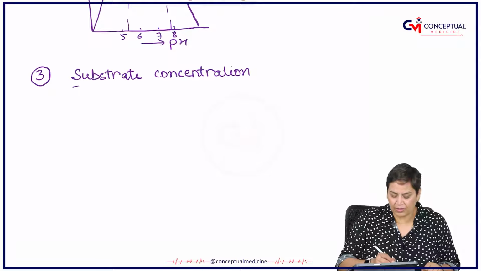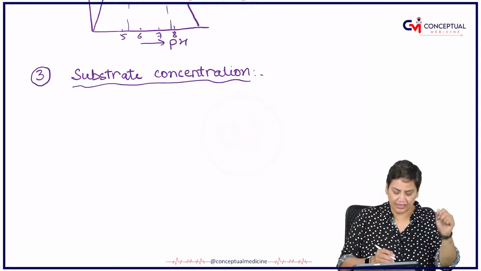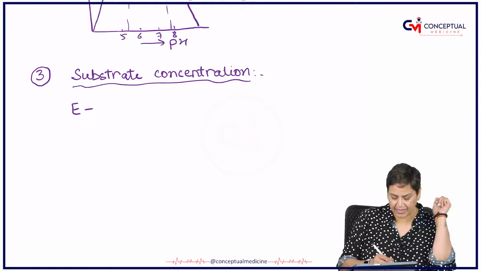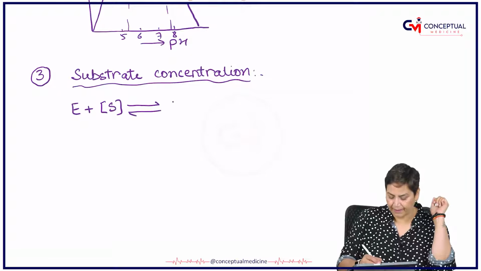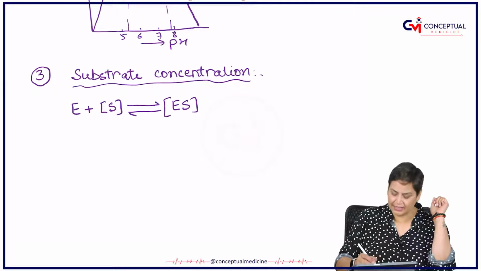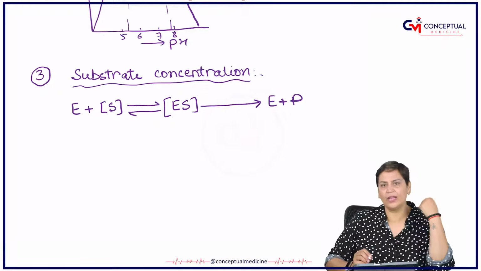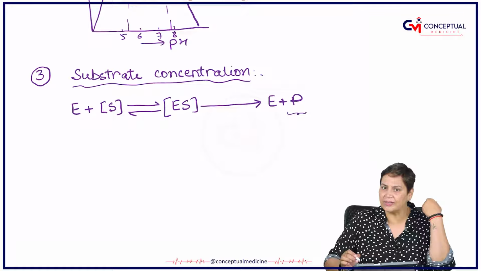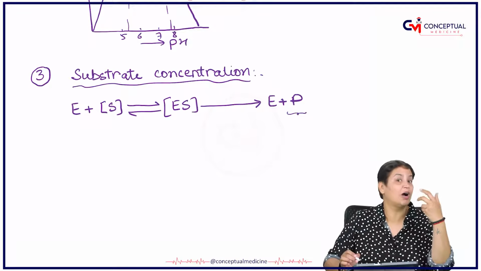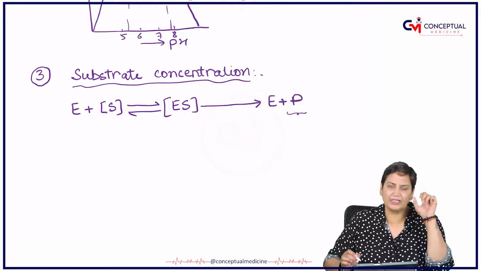Now if we talk about this substrate concentration, we know that enzyme is catalyzing which reaction? The reaction catalyzed by enzyme is enzyme combining with the substrate, forming enzyme substrate complex which dissociates to form the enzyme and the product. Okay, so just now I told you that we have to basically concentrate on the amount of product produced. And how do we come to know how much product is produced? We have to see how much enzyme substrate complex is produced.